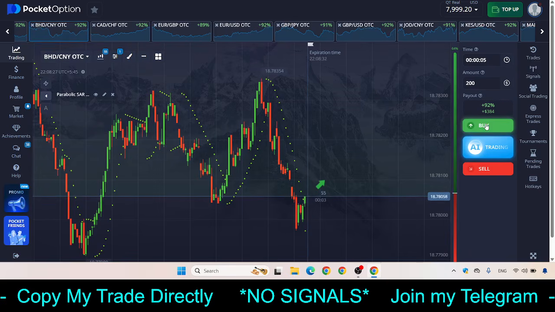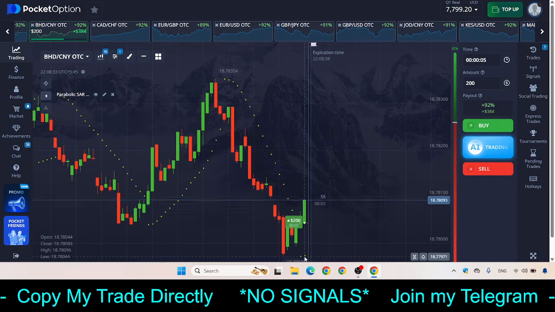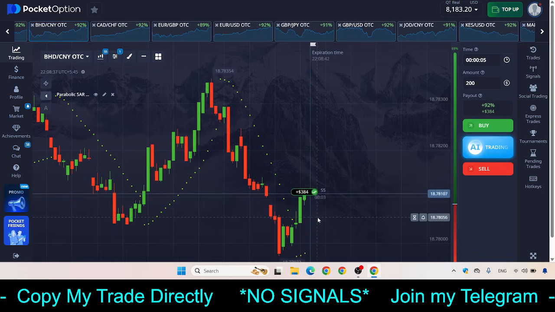Here also you can see our entry point is about to form here, and we made this trade. The second dot has formed and our trade is in profit. So in this way you can make trades consistently to make a profit.